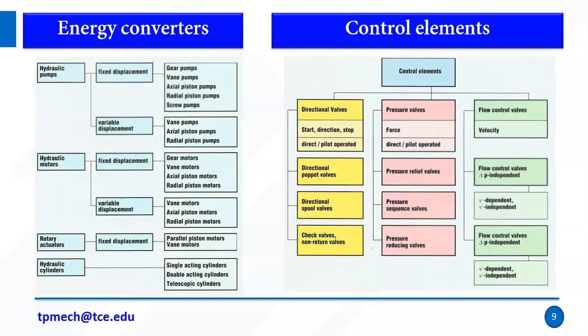So this is what hydraulic cylinders are. The next one is the control elements. As I said clearly, we can control direction, pressure, and flow. In terms of direction, we can control start, stop, direct or pilot operated. In terms of pressure, we can control force, direct or pilot operated. Flow means we can control the velocity, right?